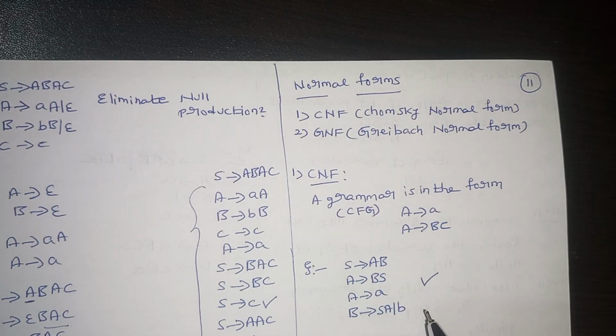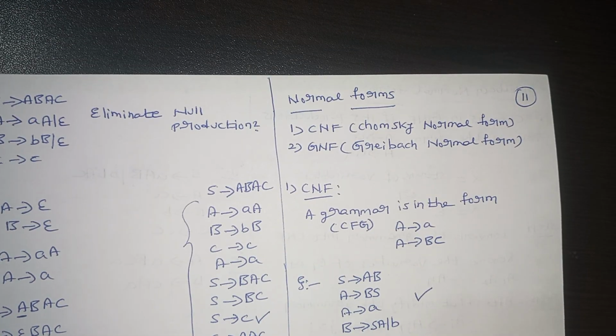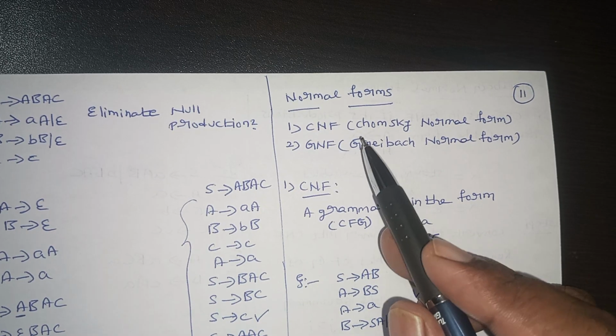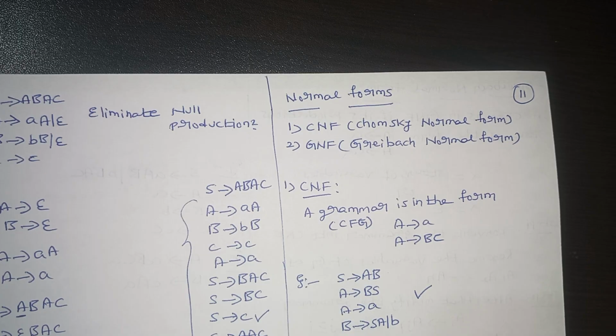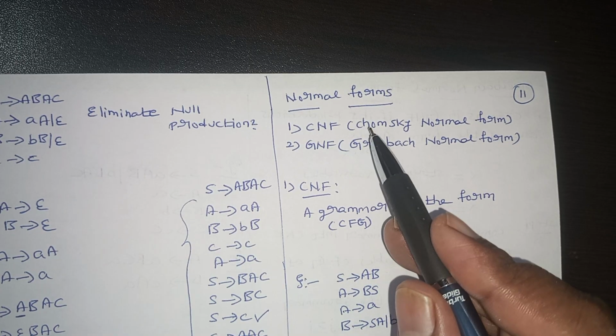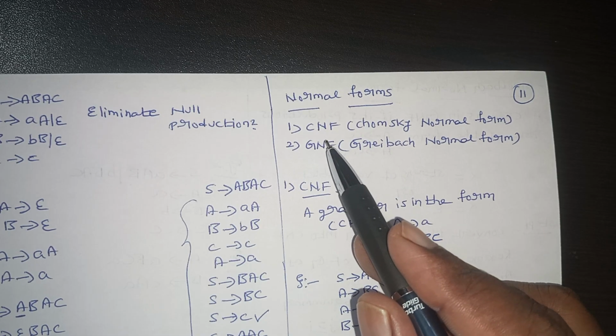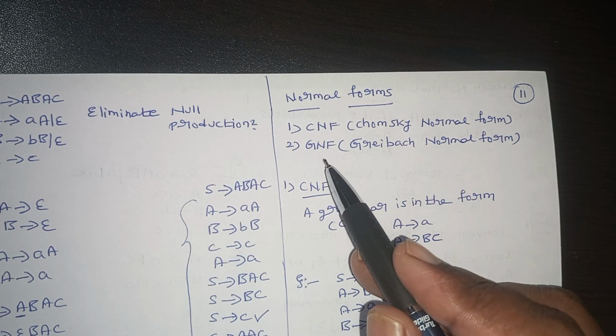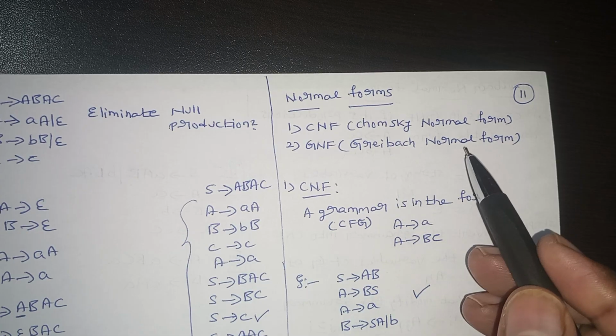Okay, now coming to the normal forms in the theory of computation or automata theory. In the theory of computation, we have two types of normal forms. One is Chomsky normal form. The second one is the Greibach normal form.